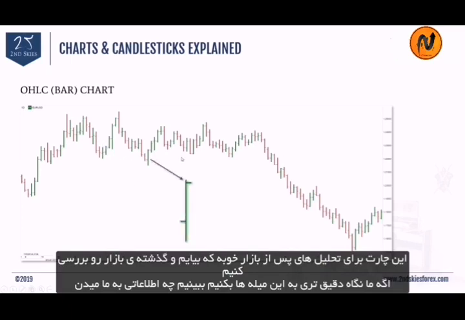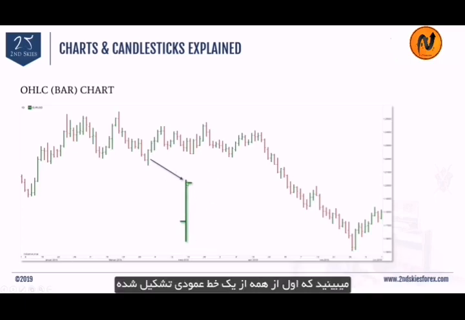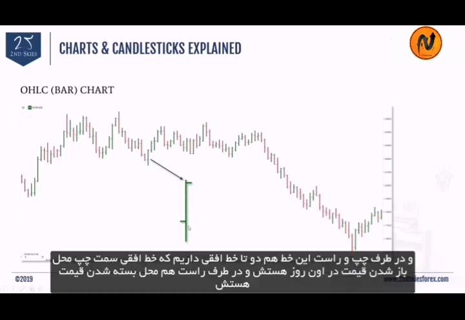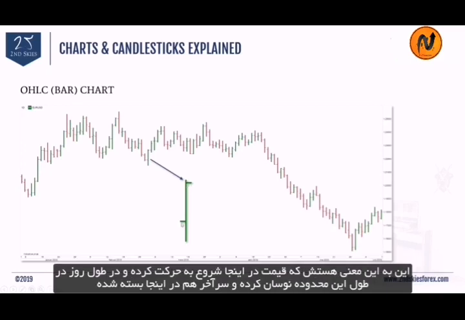And if we look at what these bars represent, first of all, you have the vertical line in the middle, which represents the entire price movement during that day because it's a daily chart. And to the left and to the right you have these horizontal ticks. The left tick is the opening price of that particular day, and to the right is the closing price, which means price opened here for the day, price moved within this price range during the day, and then price closed here to the right.